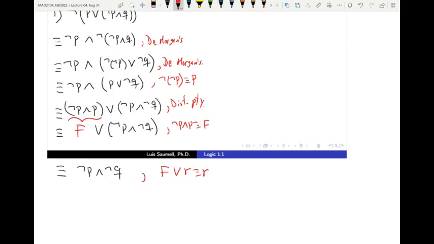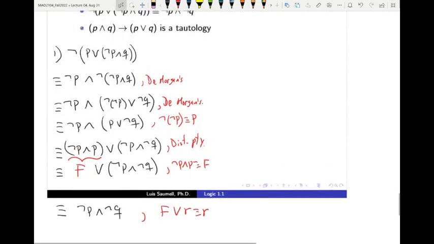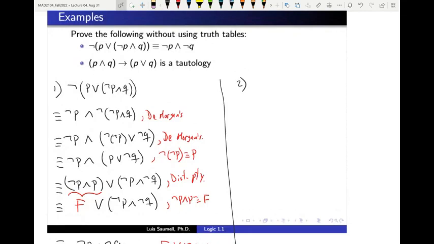Okay, and we're done. We started with the left, and then we arrived at the right, playing with the properties. Did you understand this? And so, let me just quickly show you the last one. We need to show that this is a tautology. How do we do this?